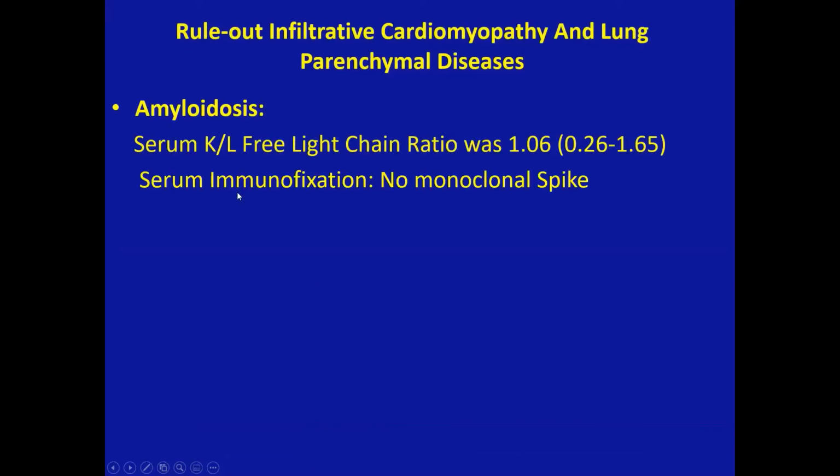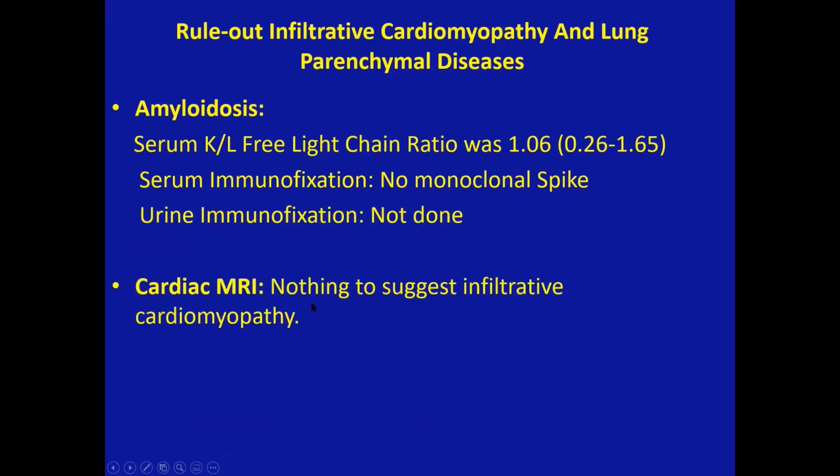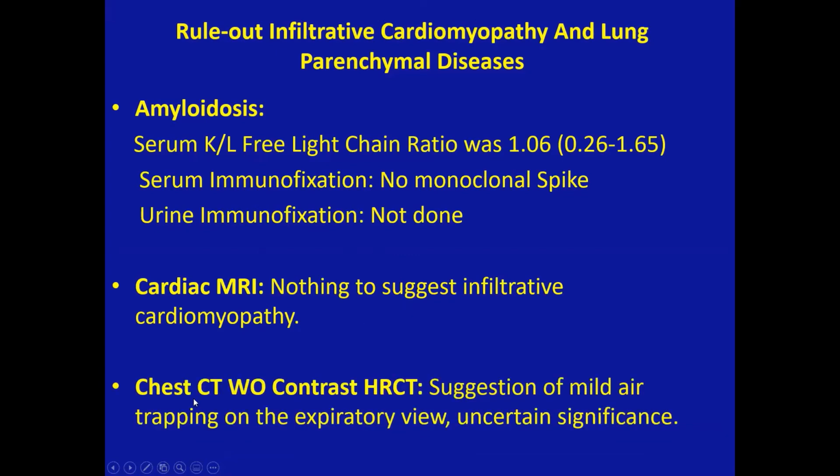So we did the screening blood work. Serum kappa to lambda free light chain ratio was normal, and on immunofixation there was no monoclonal spike. And then we did a cardiac MRI. There was nothing to suggest infiltrative cardiomyopathy. And then I called pulmonology staff and had them do a high resolution CT, mainly to rule out any parenchymal disease, interstitial lung disease, occult interstitial lung disease, or pulmonary fibrosis, and that was all normal.